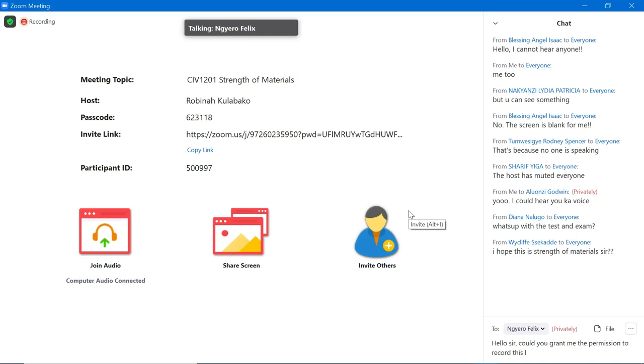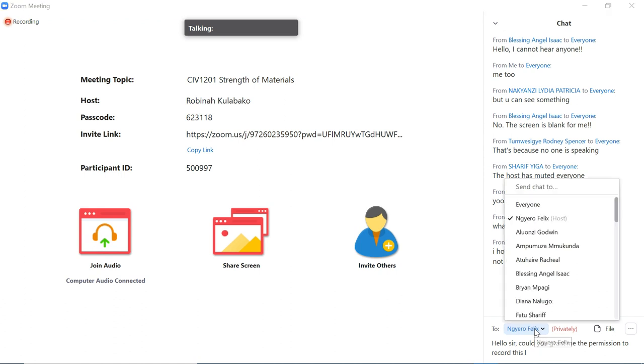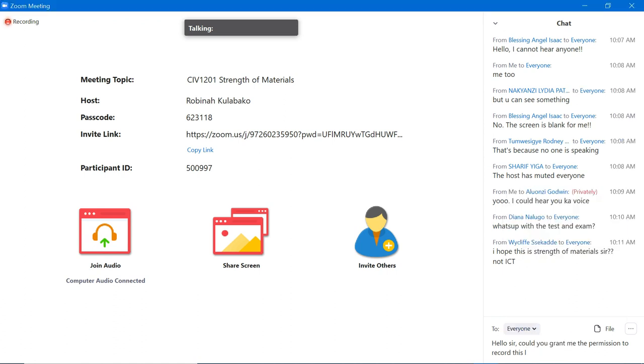So, okay, my screen is here. And several screens open. Okay, so here we are.